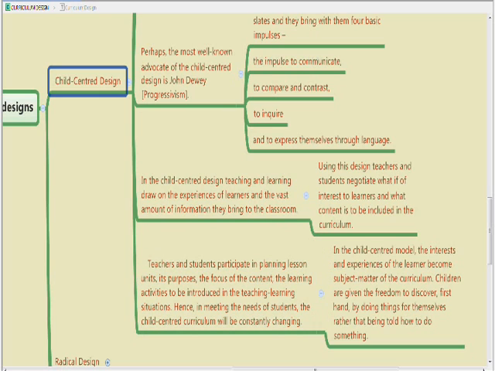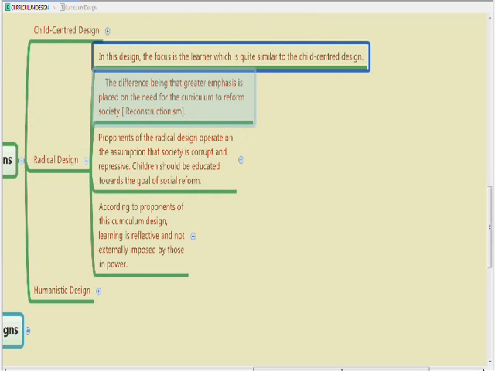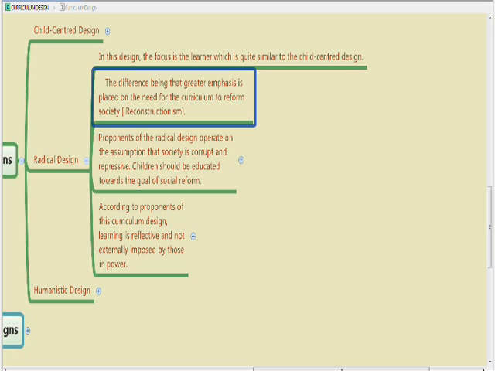Then let's drill this down, and then the final one, the radical design. In this design, the focus is the learner, which is quite similar to the child-centered design. The difference is that greater emphasis is placed on the need of the curriculum to reform society. Proponents of radical design operate on the assumption that society is corrupt and repressive. Children should be educated towards the goal of social reform.